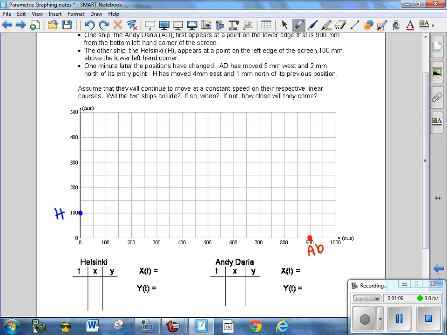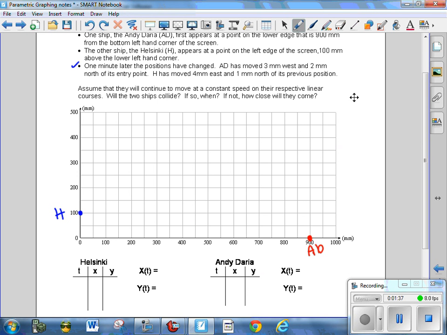Then the next bullet point says, 1 minute later, the positions have changed. The Andy Doria has moved 3 millimeters west and 2 millimeters north. In other words, it's moving left and up on its path. The Helsinki has moved 4 millimeters east and 1 millimeter north of its previous position. Assume they will continue to move at a constant speed on their respective linear courses. Will the two ships collide? If so, when? If not, how close will they come?